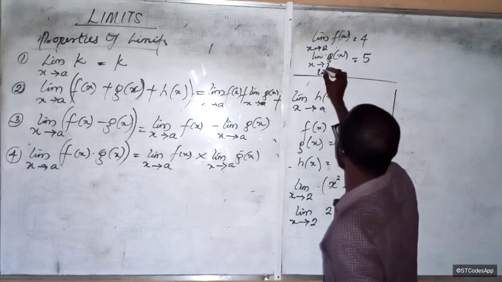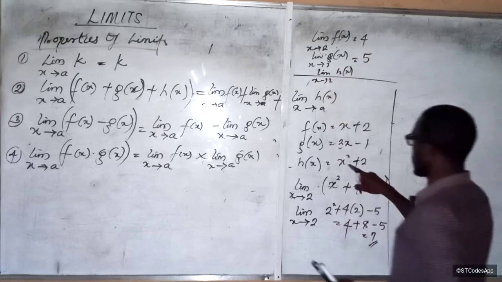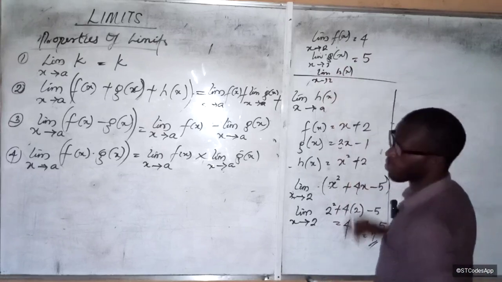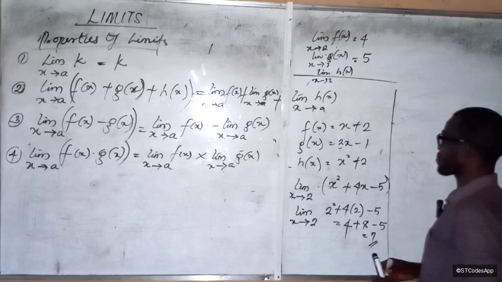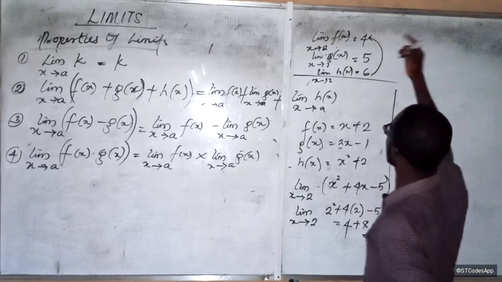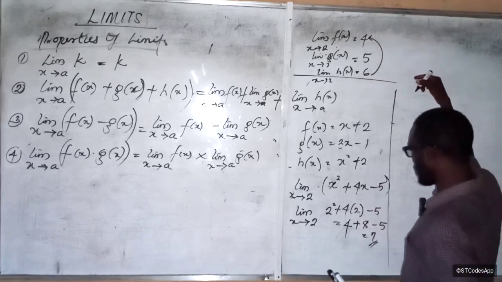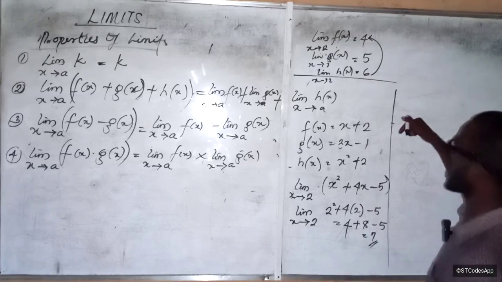Then the limit as x approaches 2 of h of x. We plug 2 into the equation, it becomes 2 squared, 4, plus 2, 6. So let's add this all up. We are supposed to get the same answer. Okay, but it doesn't seem like we're getting the same answer, right?